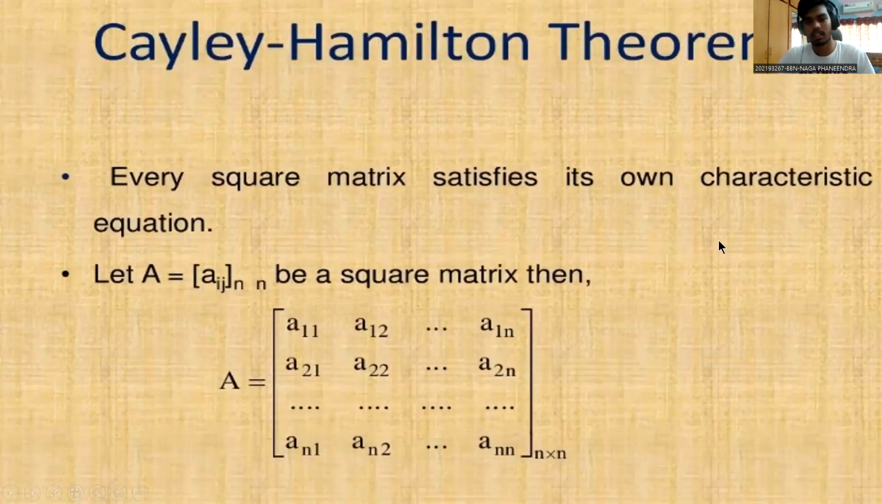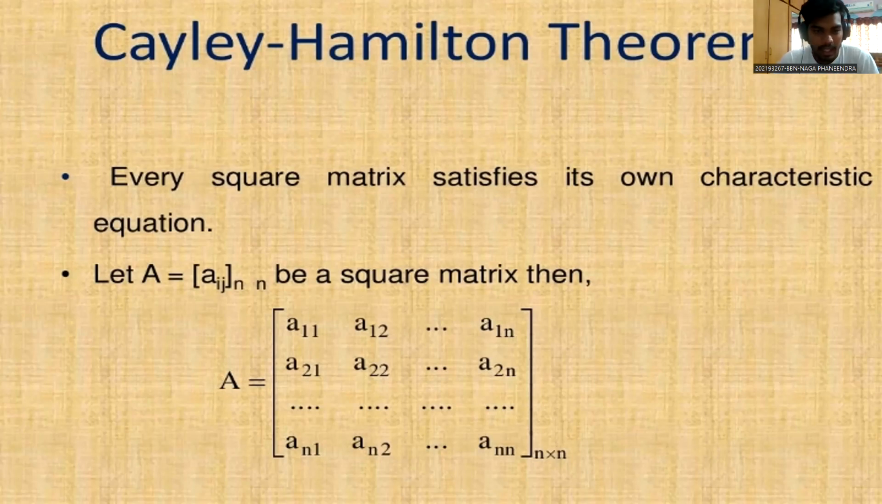And now let's know about the Cayley-Hamilton theorem. The Cayley-Hamilton theorem says that every square matrix satisfies its own characteristic equation. As we learned before, the characteristic equation is given by the determinant of A minus lambda I equals 0.